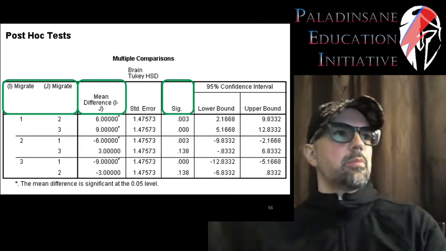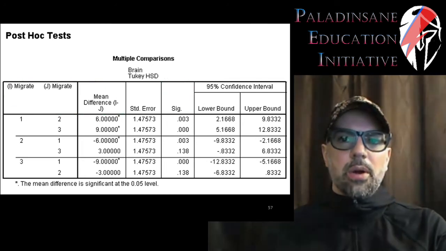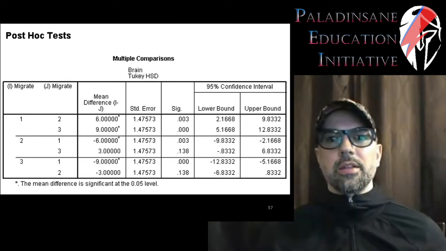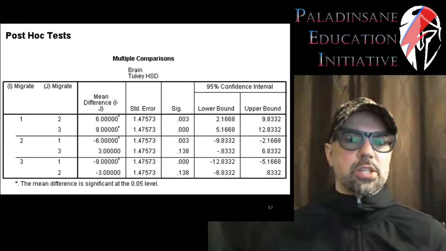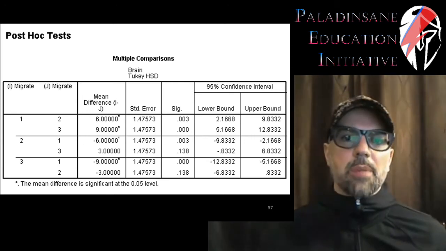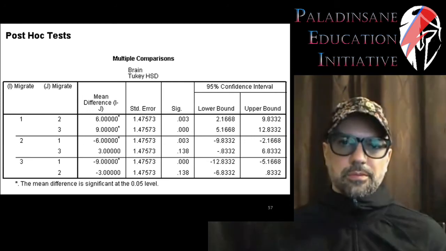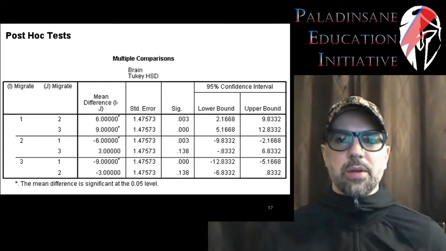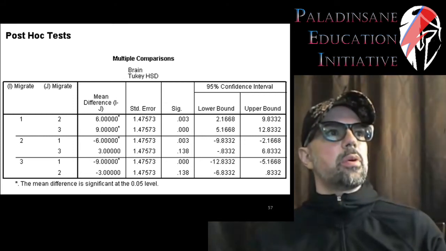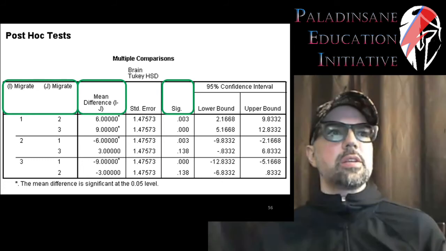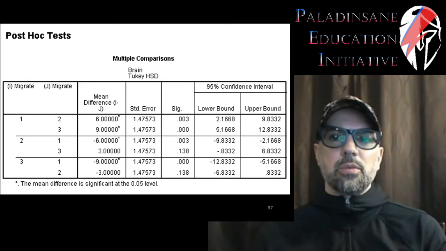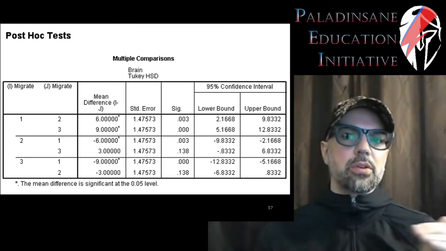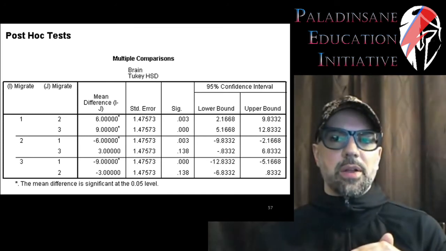So they're pairwise comparisons. The first thing we want to do is compare the non-migrating birds to the short distance migrating birds. That's the first question we have. Are the brains of the non-migrating birds different from the brains of the short distance migrating birds? So on this table, in that first column, we need to find a row that has the non-migrating bird group and has the short distance migrating bird group.